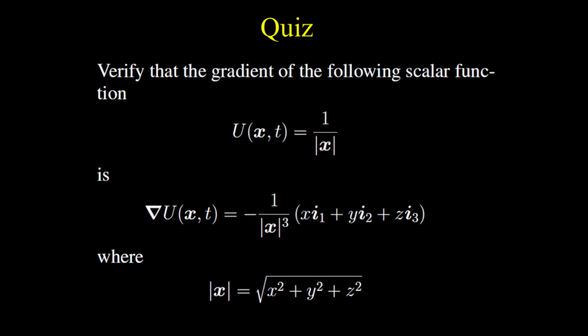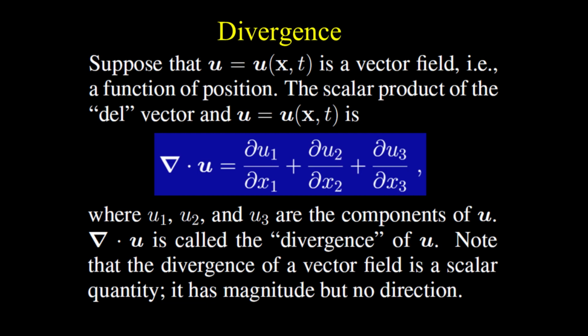Verify the gradient of the following scalar function. Here is the divergence of a vector field U. It is an important new quantity. It is a scalar term, which here is defined in Cartesian coordinates.